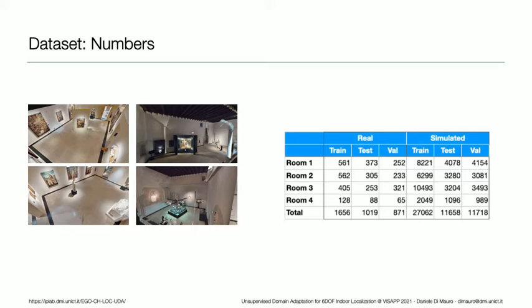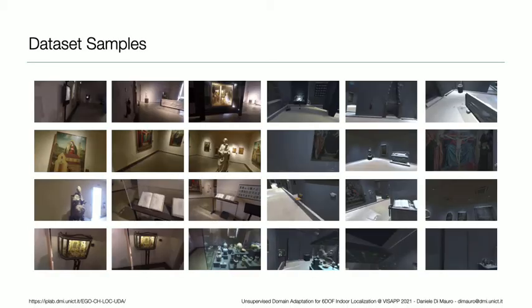Simulated images are labeled by design. To label real images, we reconstructed each room using the structure from motion software Colmap, and then we aligned the model and the scanned one. In this slide, we can see the different kinds of art items present in the museum, and the difference in light and texture between real and synthetic data.